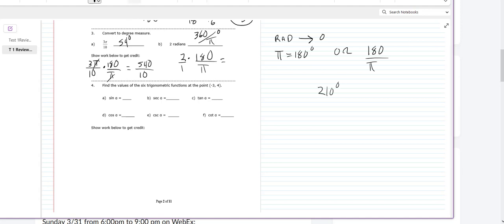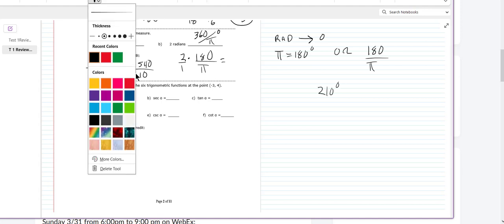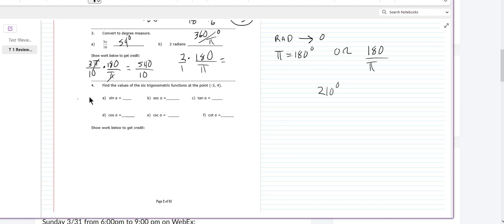Okay, so the next thing you want to know on number 4 is I give you a point, and you have to know the trig function. So you have to know these definitions. Sine is y over r, cosine is x over r, secant is r over x, tangent is y over x, cosecant is r over y, cotangent is x over y. So that's your job, to make sure that you have those things memorized, because I don't give those things to you.